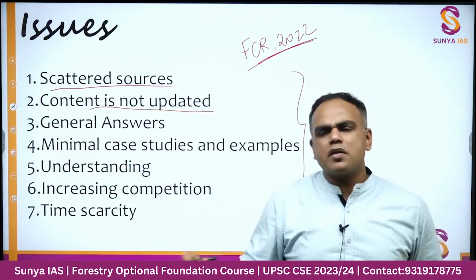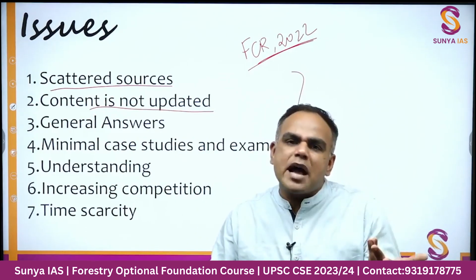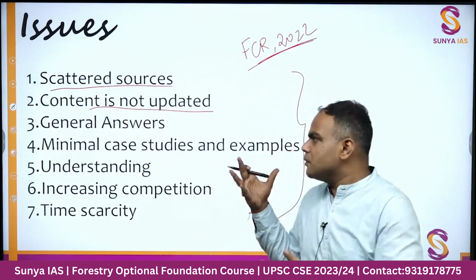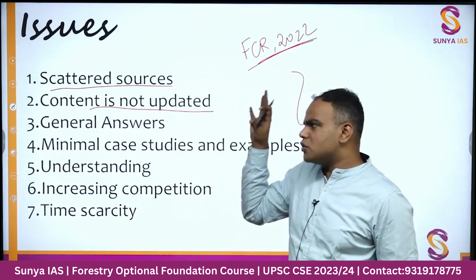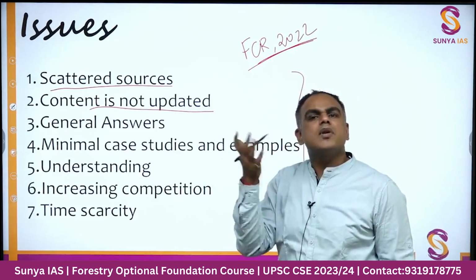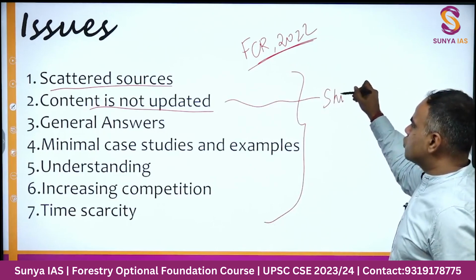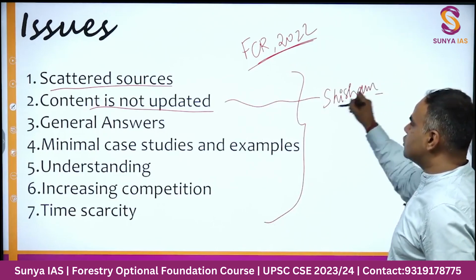Number one, content is not updated. You would see a lot of people writing answers on, let's say, mangroves, but they do not include the Forest Report 2021. And every year, for environment and forestry, there are a lot of updates. For example, this year, those who know Shisham, Shisham is known as Dalbergia sissoo.